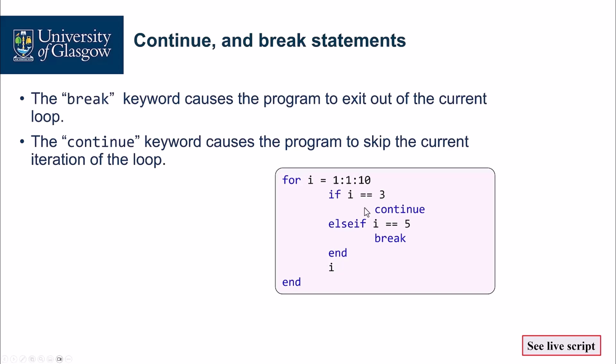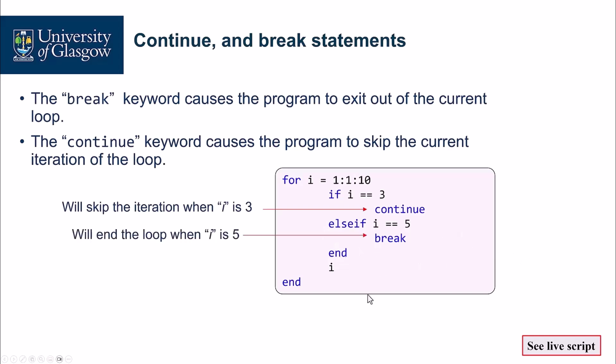Firstly, we can see that when i equals 3, we have continue. Continue means we skip the current iteration, right? So it means that this else if and this print i will not be executed. When i equals 5, what will we do? We will jump out of the loop. So this loop will never run anymore. i won't equal 6, won't equal 7. So we just go out of the loop.